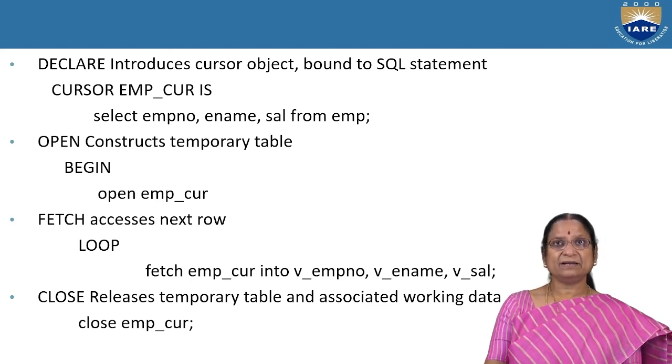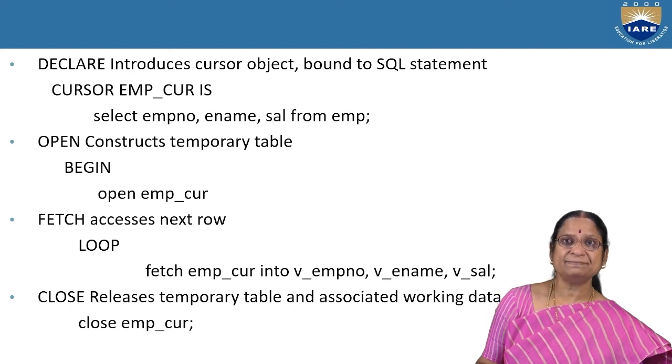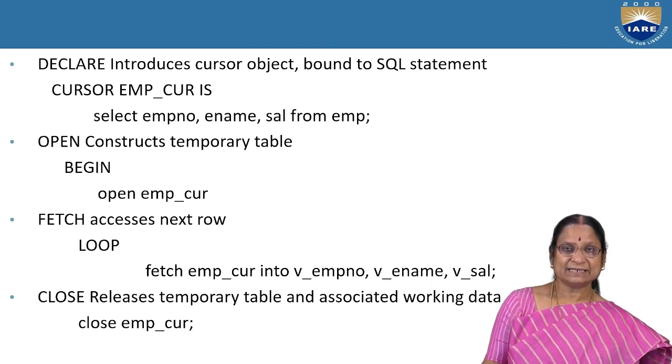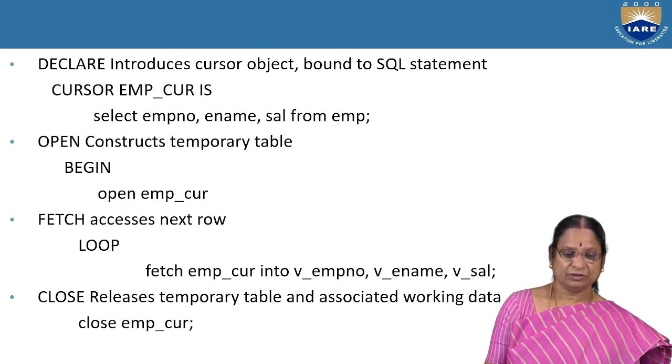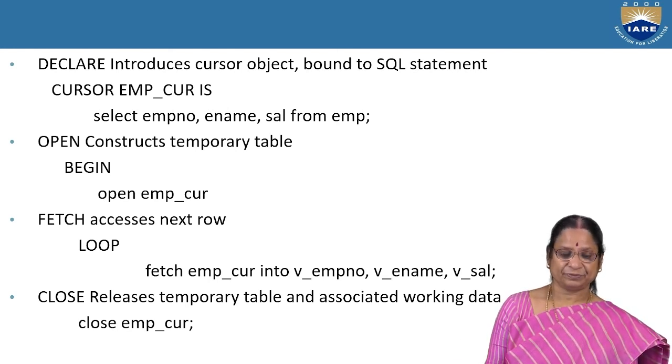So it is a temporary table only. It will have the attribute names EMP name, EMP number, and salary. So once it is created, we can use open. So open constructs the temporary table. So it will use begin, open, cursor name.